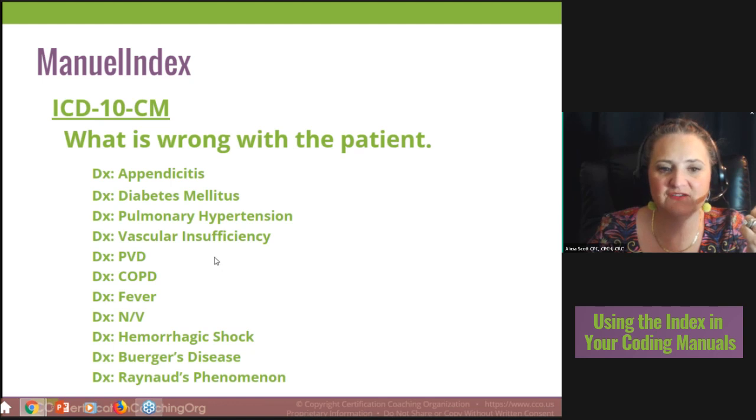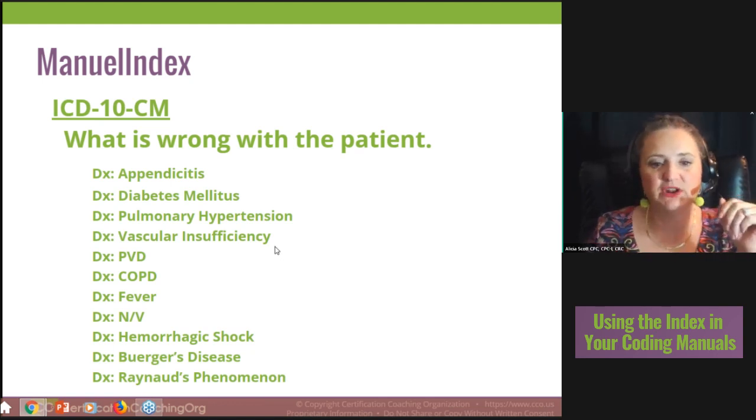Okay, let's look at vascular insufficiency. What are we going to look up? Are we going to look up vascular or insufficiency? What does the patient have? They have insufficiency. What do they have insufficiency of? The vascular system. So the key word is insufficiency that you look up.